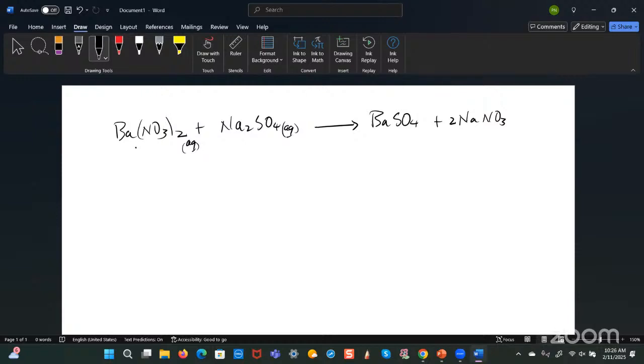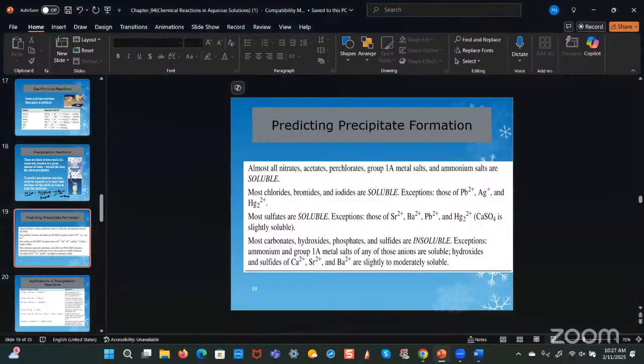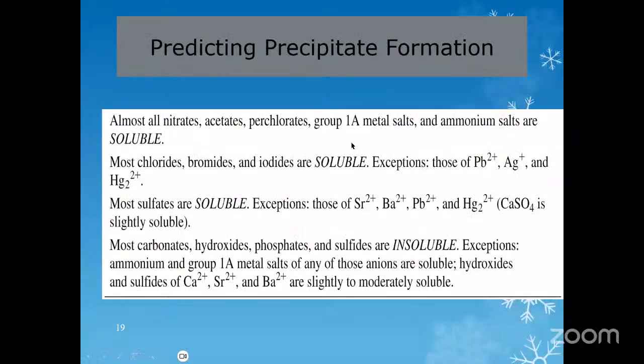So now that we have done that, the next step is to determine which of the two products, if any, would be insoluble. How do we do that? We go to the table that I showed you earlier. Let me see if I can bring it up here. The chart I showed you earlier, which had a split screen situation. But anyway, this is the chart that you're going to use to make predictions as to whether or not your products are soluble in water, right?